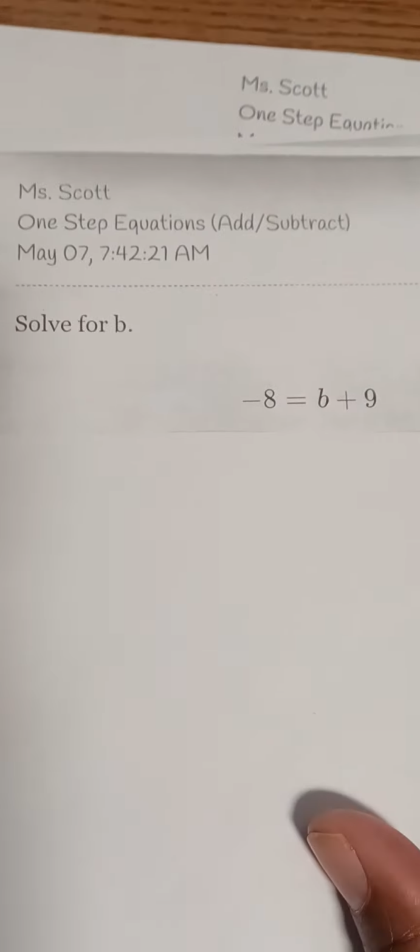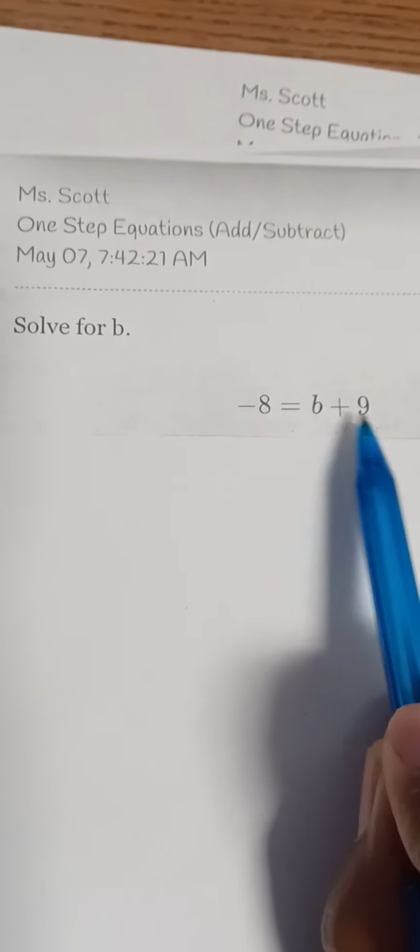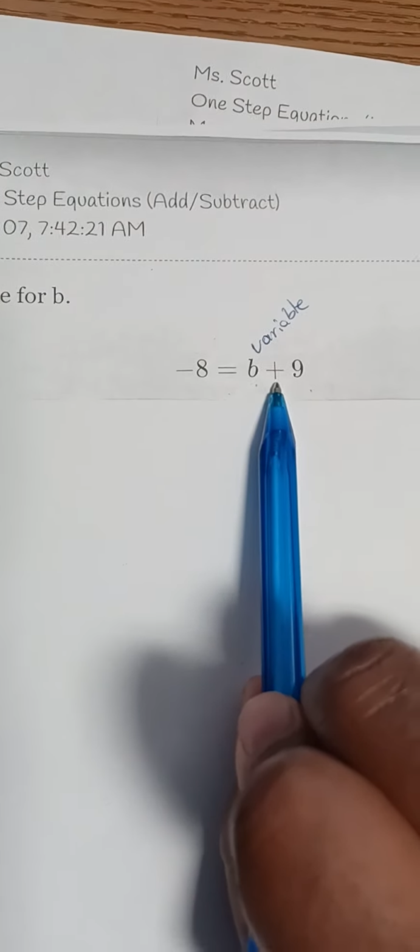This time we're going to solve for B. So here we go. We have -8 is equal to B plus 9. Again, our aim is to get our variable by itself. So what can we do? We have a +9.